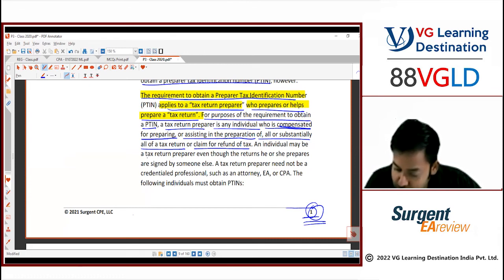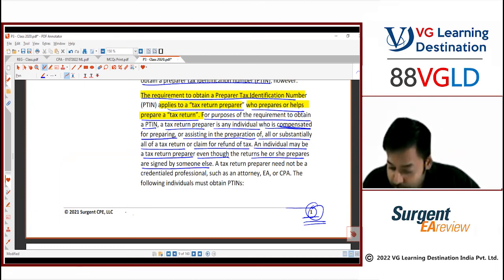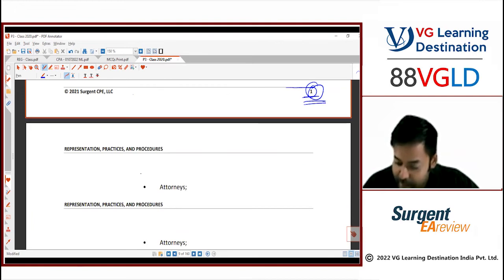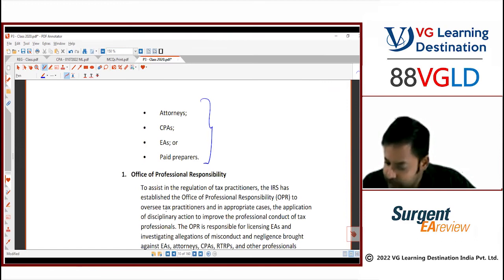An individual may be the tax return preparer even though the return they prepare was signed by someone else. So it's not necessary that you do the signing yourself; anyone else can do the signing. A tax return preparer need not be a credentialed professional. So it's not necessary that you have to be an attorney, EA or CPA. It could be anyone. The following people must obtain the PTIN: the attorney, the CPA, the EA, and the paid preparer. Can you sign the return as a TRP? No, you need a PTIN.